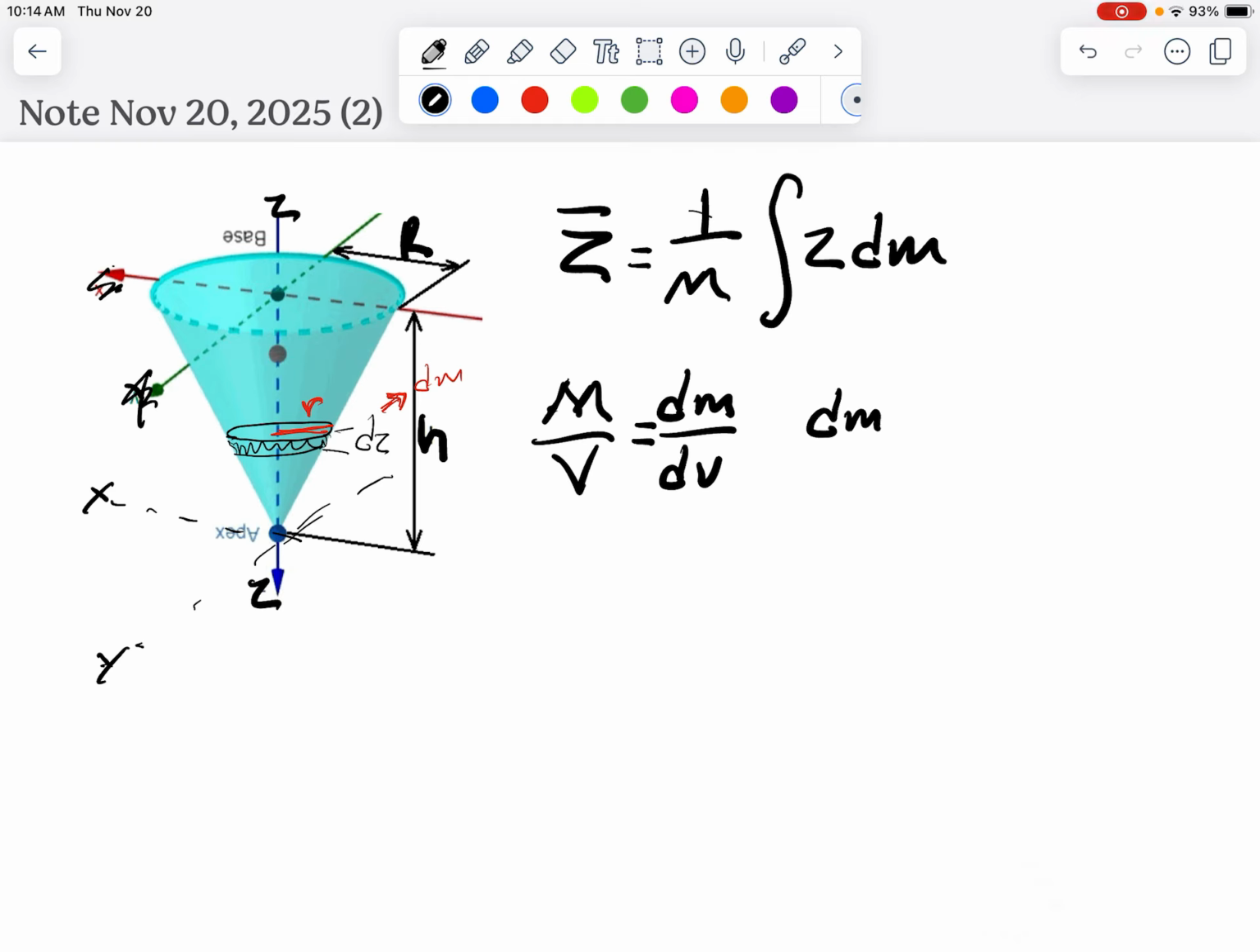All right, so we want to solve this for dm. We get that dm is going to be equal to whole mass over whole volume times the little tiny volume dV. But I need to get it in dz. We need it in Z, not V. So we've got to continue our transformation.